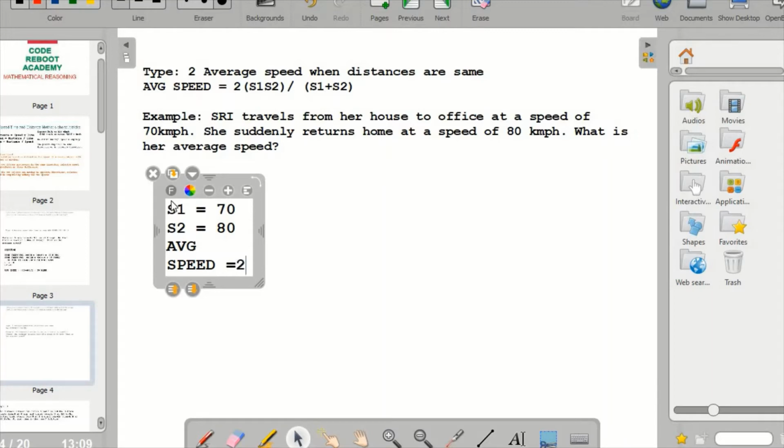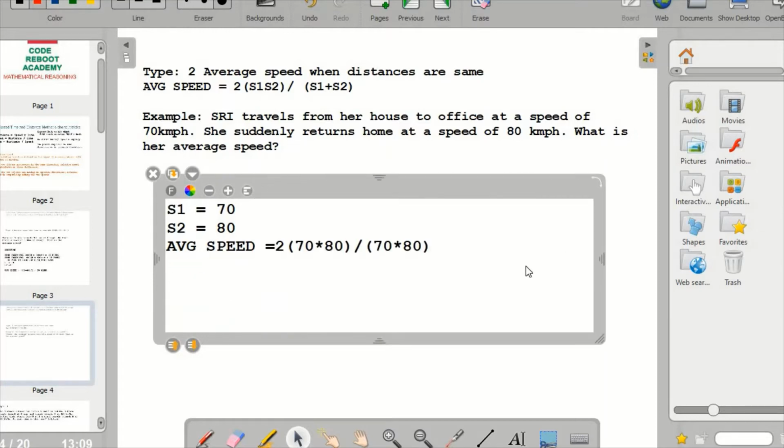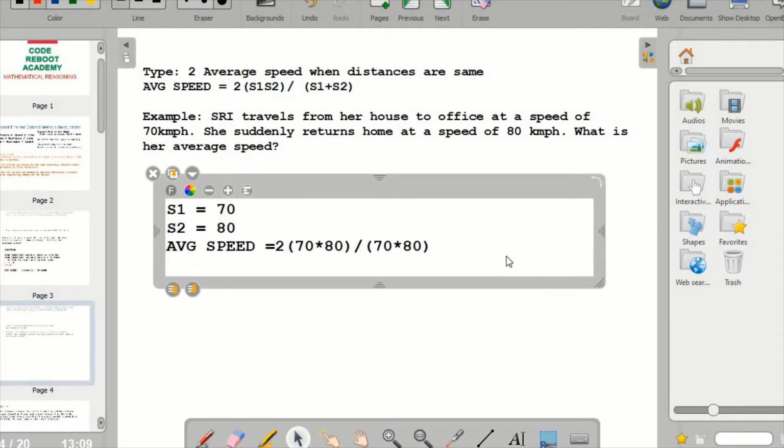So 2 of 70 into 80 divided by 70 into 80. Okay, so here we have the answer.